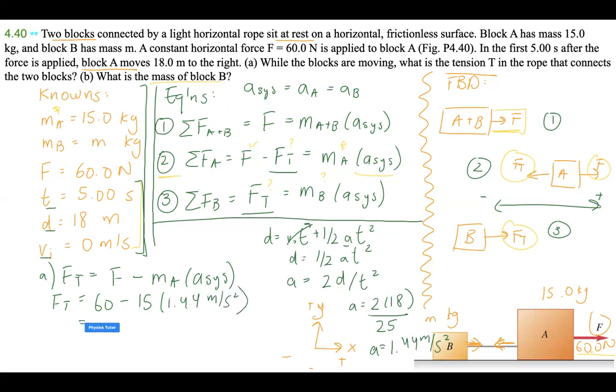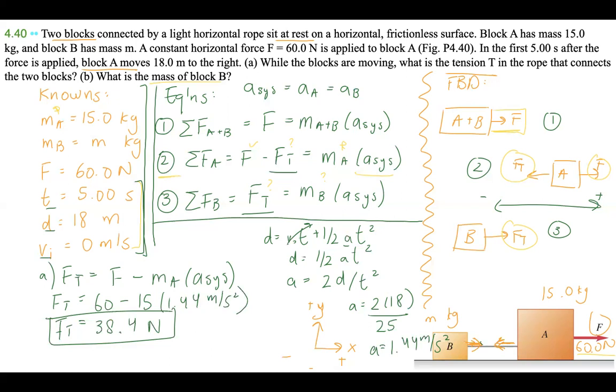And Ft is going to be 60 minus 15 times 1.44. And that is equal to 38.4 newtons, right? So that is what our tension is. That's what Ft is, the tension in the rope right over here. Okay, awesome. So we solved part A. Now what about part B?